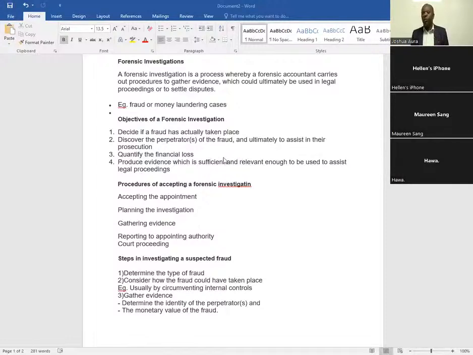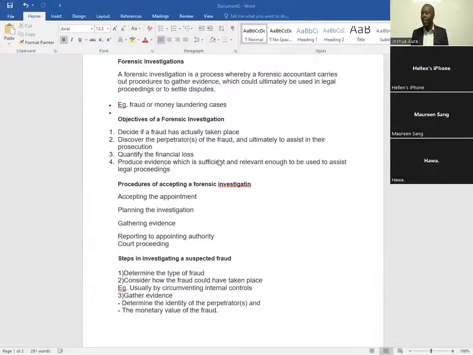Number three, to quantify the financial loss. If you are a forensic investigator, at the end of the day, you don't just tell us that there was fraud and that Mr. So-and-so was involved. You have to tell us, fine, this payroll fraud scheme has been happening, and to date, we suspect that you've lost over 30 million Kenya shillings. So you must be able to quantify the financial loss.